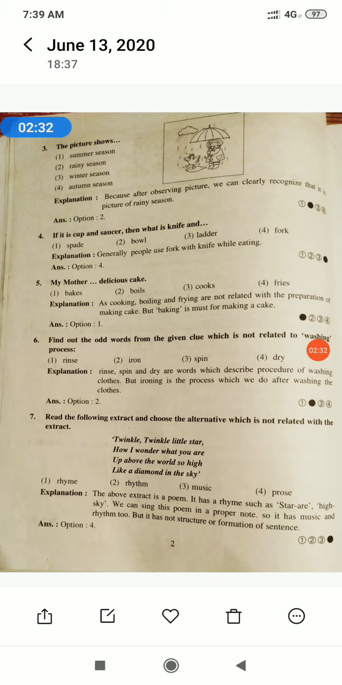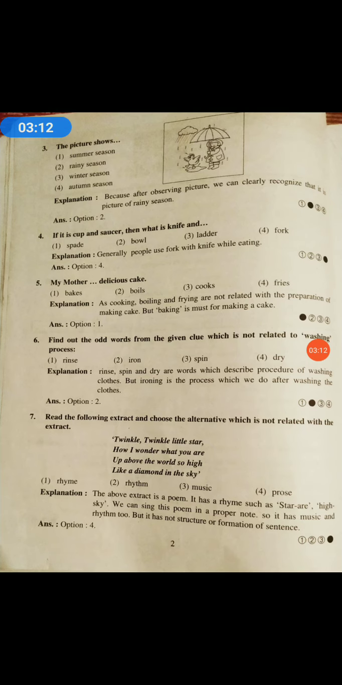See the third question. The picture shows... Look at that picture. What we can see: there are clouds, one boy is taking an umbrella, and one bird is in that picture. See the options: summer season, rainy season, winter season, and autumn season. In that picture we can clearly recognize that it is the picture of the rainy season. So the second option is the answer for that question, that is rainy season.